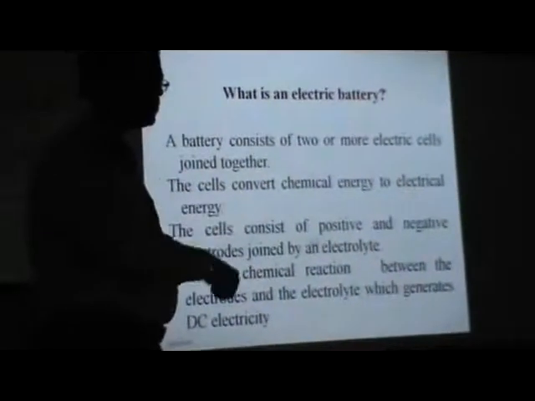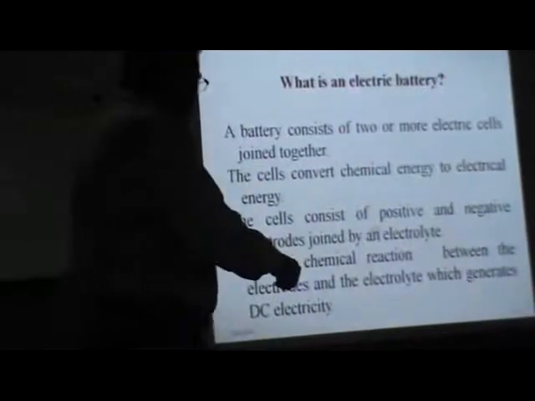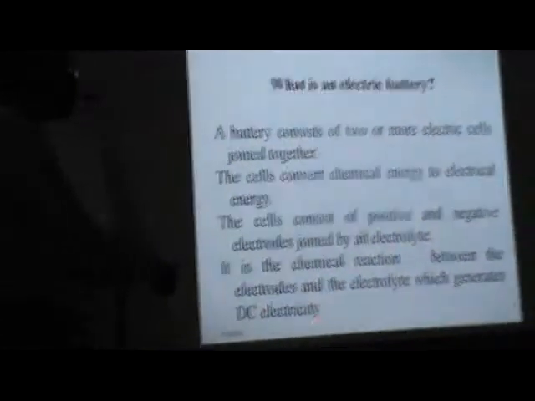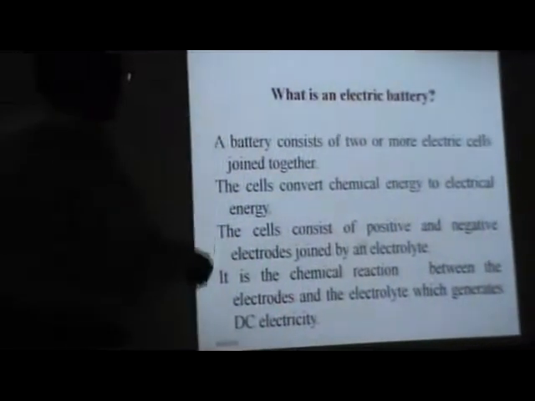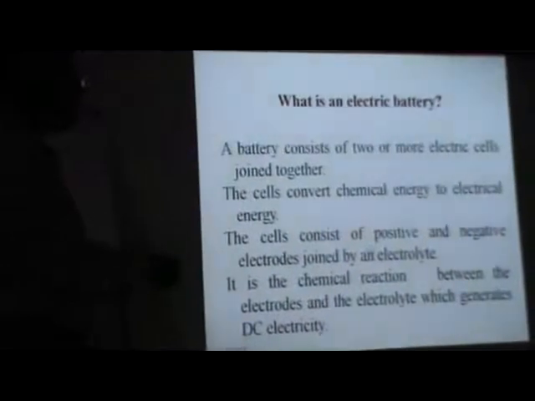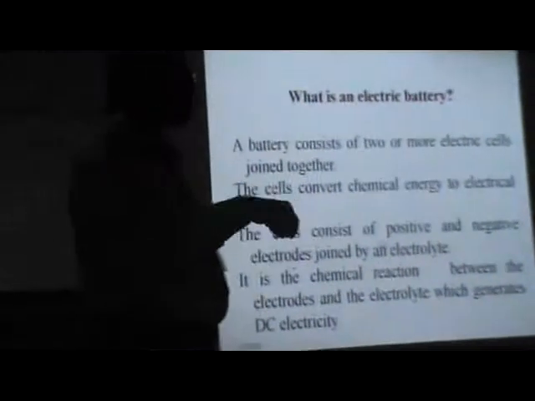If you want to store the energy in terms of DC only, that is the factor, the purpose for which you go for the battery. Then how is the energy stored in this?